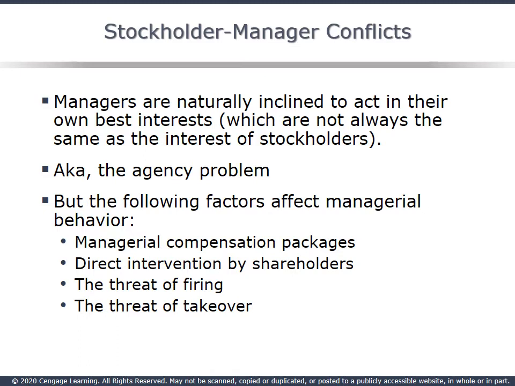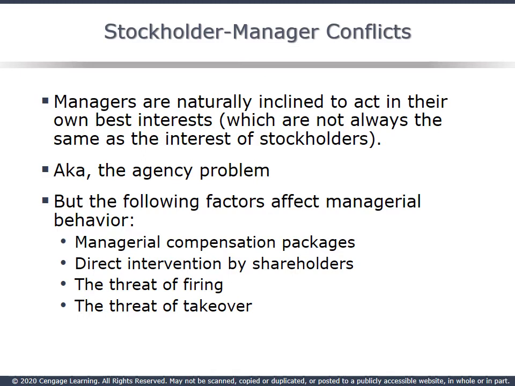The first, managerial compensation packages. That is by far the most effective way to manage stockholder-manager conflicts by tying the manager's compensation to the long-run price of the stock. So if that manager makes decisions that make the firm's stock price go up over time, over the long run, well, then that manager will receive a hefty compensation package. Otherwise, their compensation will be puny.